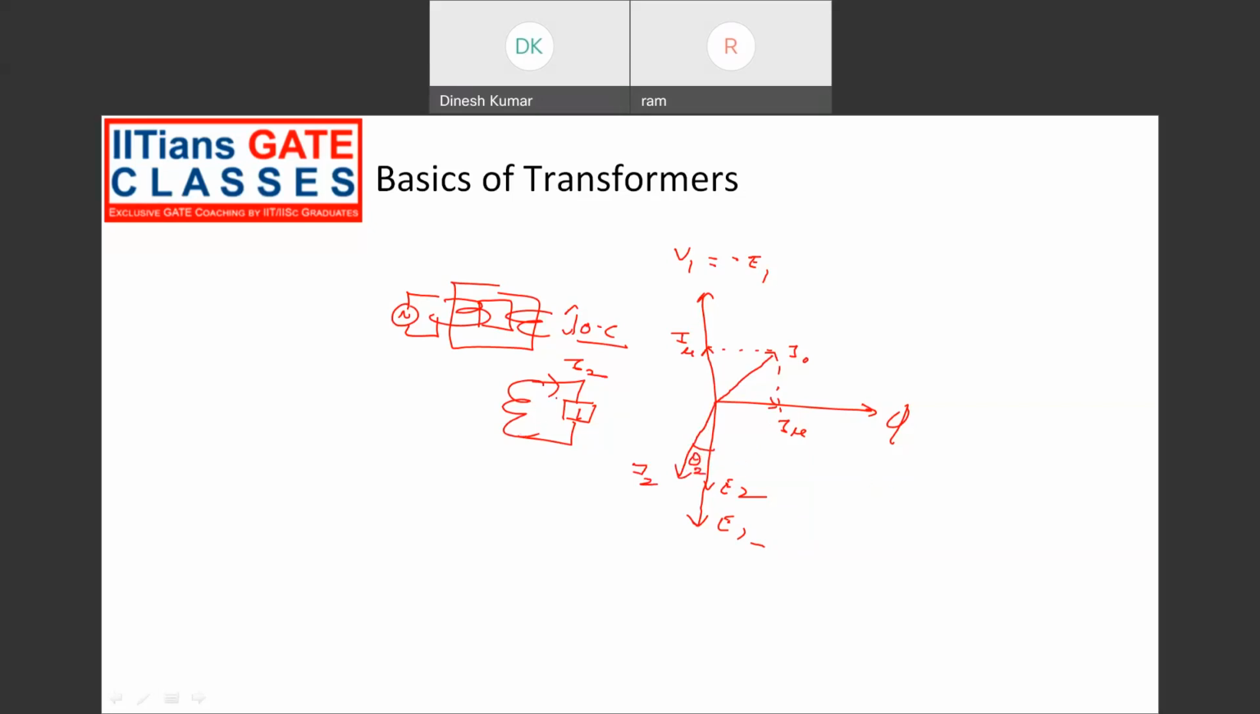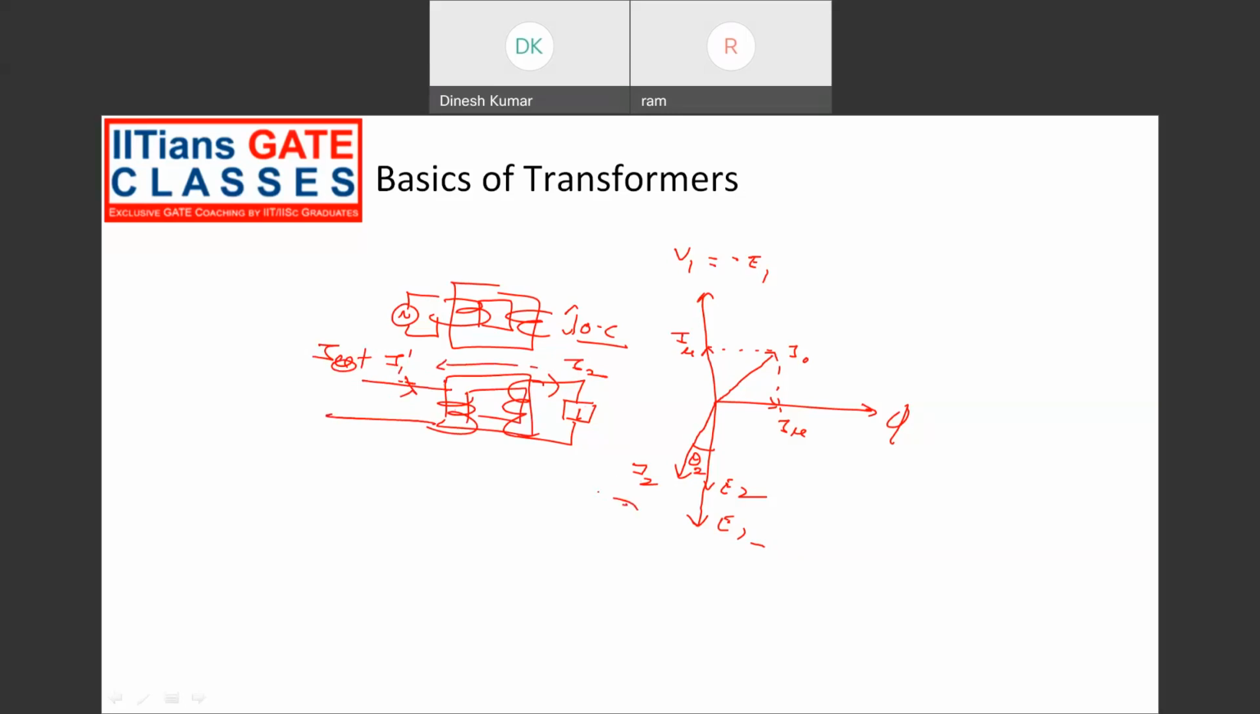Generally the transformer is a constant flux device. Whenever the load current flows, it creates flux which opposes the net flux in the transformer, due to which the net flux would decrease. To avoid this, the transformer draws additional current, in addition to I naught. We call it the load component of the secondary current referred to the primary.